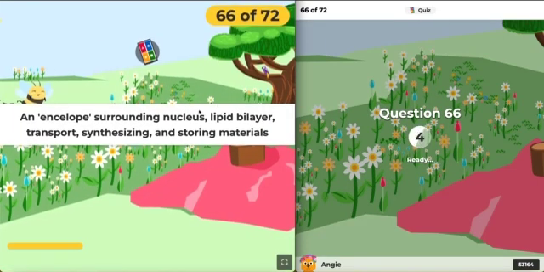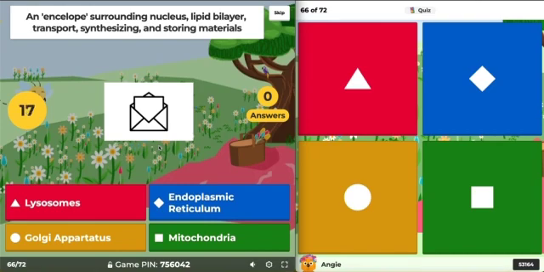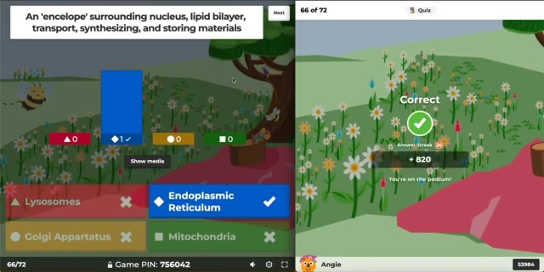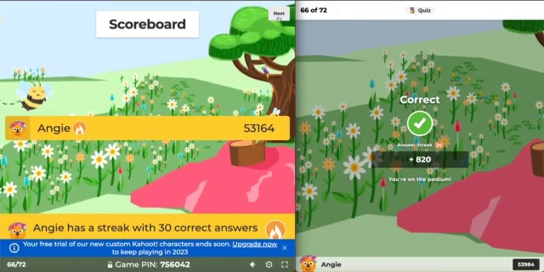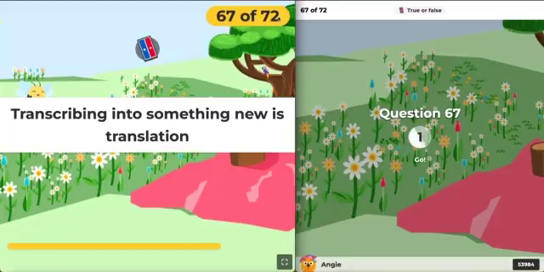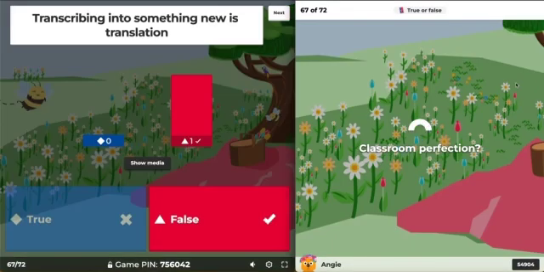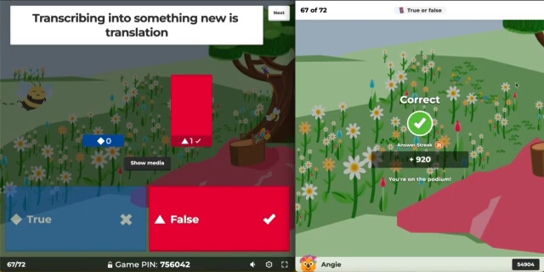An envelope surrounding the nucleus by a lipid bilayer. So it's an envelope. This is going to be the endoplasmic reticulum. It surrounds the nucleus. It's very important. And then you've got the smooth and the rough. Transcribing into something new is translation, and that's false. That's not what translation is.